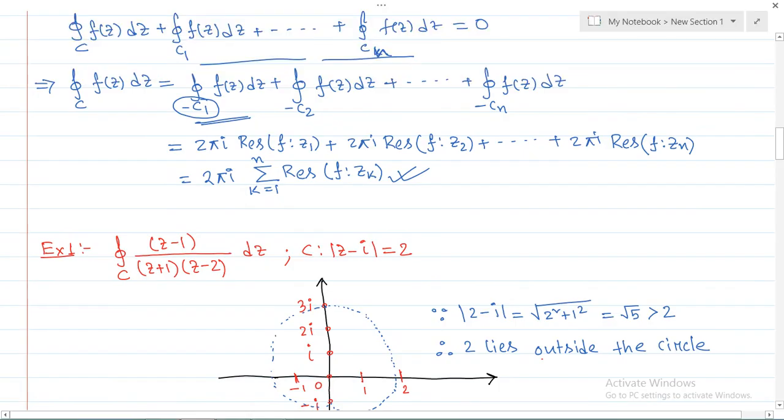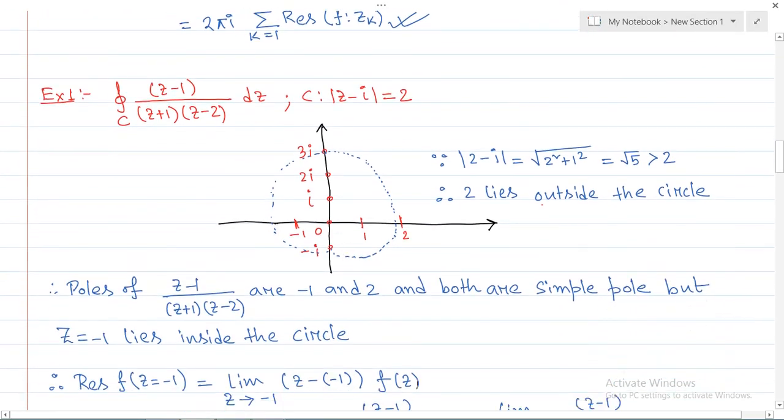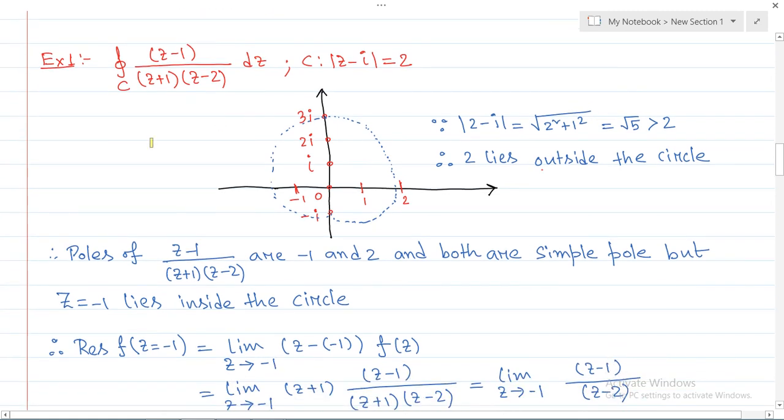Say it is given in the question that we have to evaluate the integration over C of (z minus 1) upon (z plus 1)(z minus 2). Whenever such a question is given to us, first of all we have to find the poles of this function, that is, the singularities of this function. Here, if we make the denominator equal to 0, that is z plus 1 equals 0, we have z equal to minus 1, and making z minus 2 equal to 0, we have z equal to plus 2. So z equal to minus 1 and z equal to plus 2 are both simple poles.